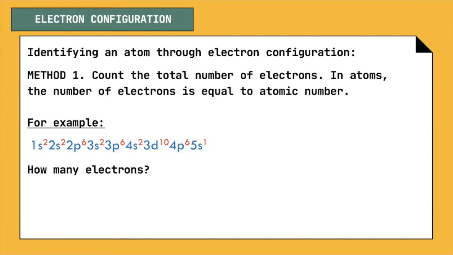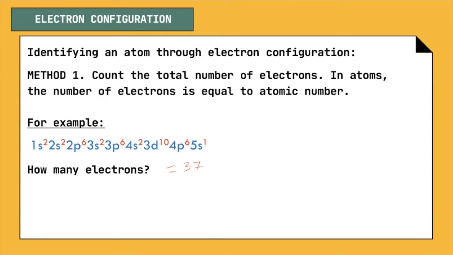For us to count the total number of electrons, what we know is that these superscripts in the electron configuration correspond to the number of electrons in that particular element. So as you can see here, this is 2 plus 2, that's 4, plus 6, 10, plus 2, 12, plus 6, 18, plus 2, 20, plus 10, 30, plus 6, and plus 7, that's 37. So the number of electrons would be 37.